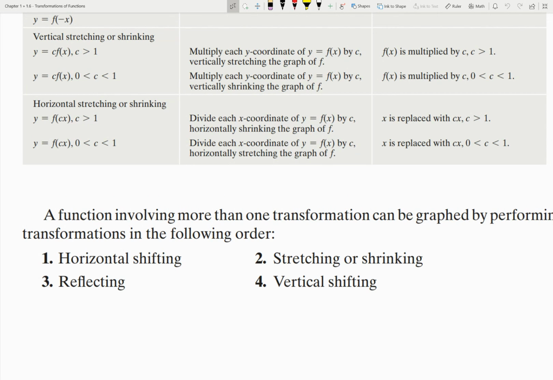And we should sort of follow the order of operations. Okay, go inside the parentheses first. Horizontal shift first. Then stretch or shrink the function. Then reflect. Then move it up or down.